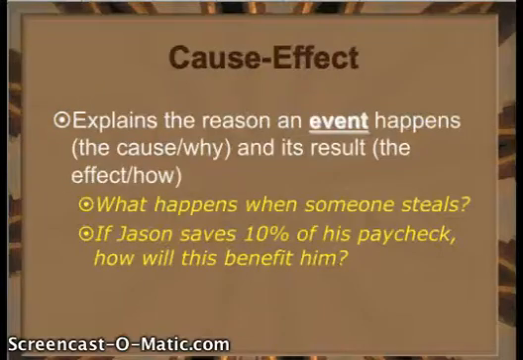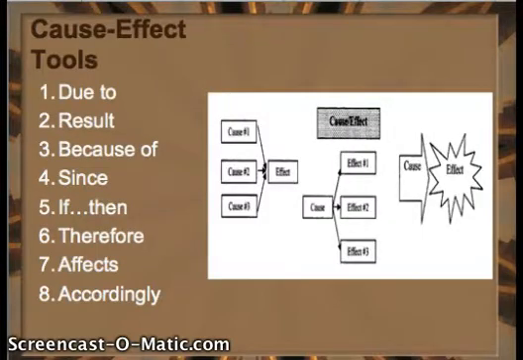One of the most difficult ones is cause and effect. It explains the reason an event happens, which is the cause, or the why, and its result, which is the effect, or the how. For example, what happens when someone steals? Or, if Jason saves 10% of his paycheck, how will this benefit him? Cause and effect has several different signal words that can help you. Some of these signal words are going to be very similar to problem solution, which is why cause and effect is more difficult to figure out.